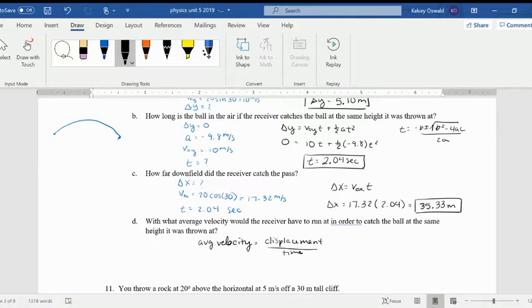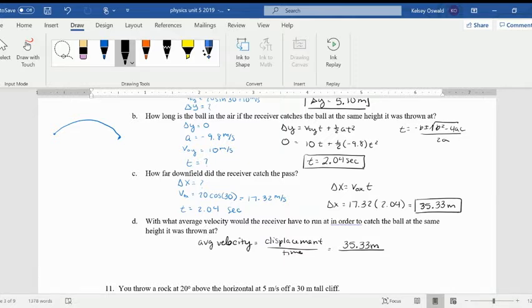So we want to look at our horizontal displacement. So we know our ball had to travel 35.33 meters. So that means our receiver is also going to have to travel 35.33. We want to divide that by the total time.